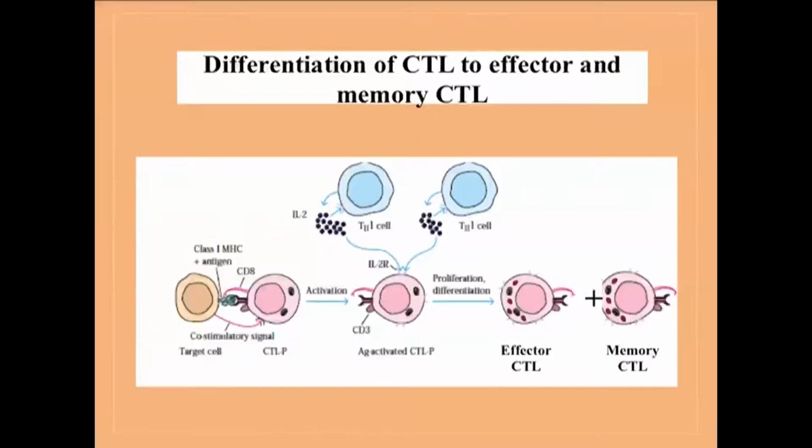Now when a TC cell or CTL precursor receives all these 3 signals, it is converted to a functional CTL or effector CTL. Now it continues cell division and produces a clone of CTL of the same kind. Some of them will be differentiated into effector CTL and some will be differentiated into memory CTL. The total process starting from CTLP to effector CTL takes almost 7 days.